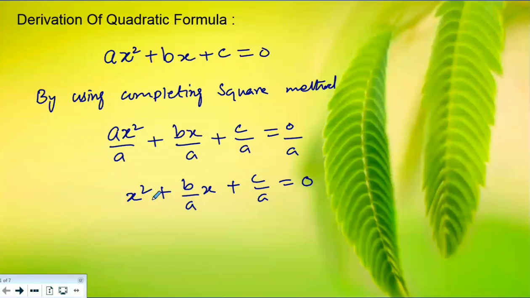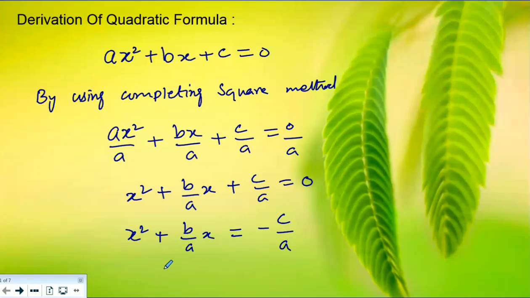Now the third step is we need to shift the constant term. So here we need to subtract c divided by a from both sides. If we subtract it, we get negative c divided by a.